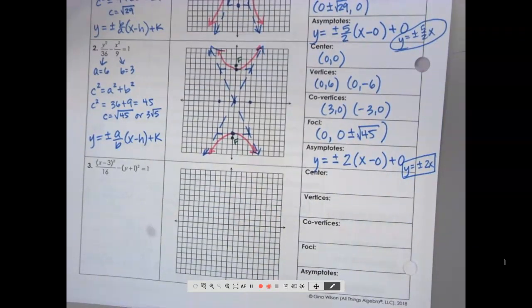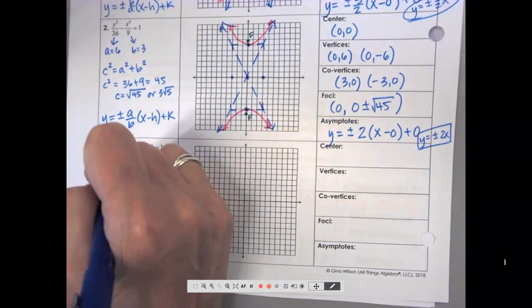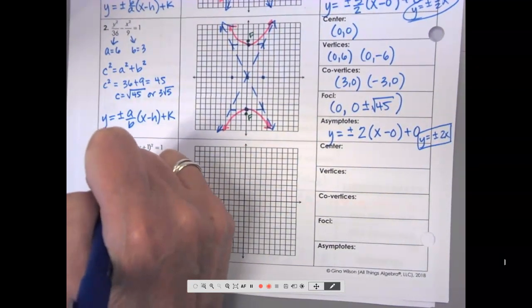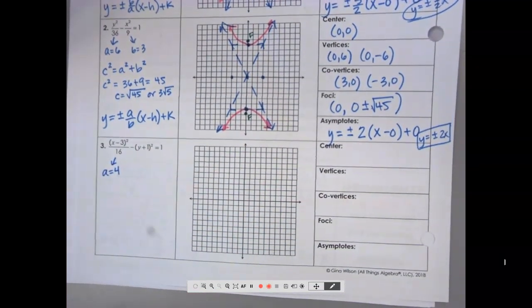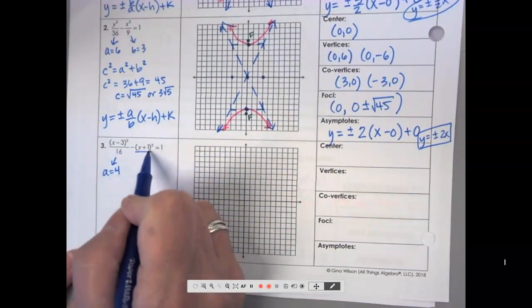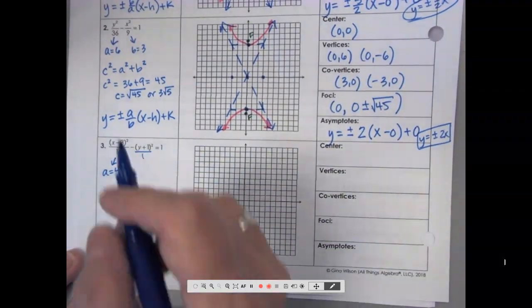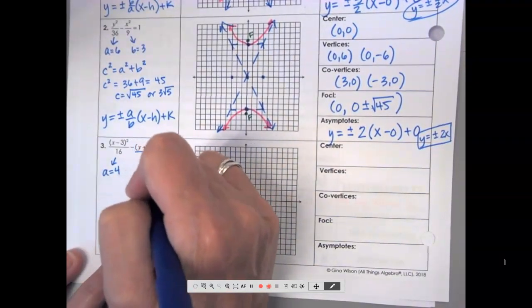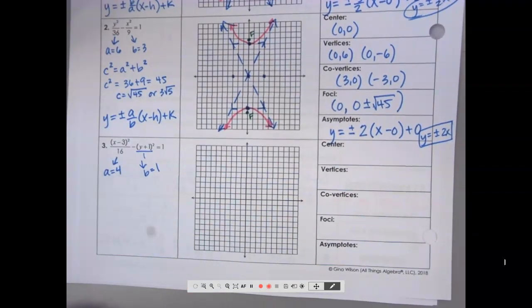Question. All right, you want to try this next one? No. Walk us through it. All right, walk you through it. What's a squared? 4. Okay, yeah, it comes from the 16, so a is 4. A squared is 16. It's always with the positive term. What's b squared? 1. 1, yeah. If it helps you, put a 1 under there. So b is the square root of 1, which is 1.